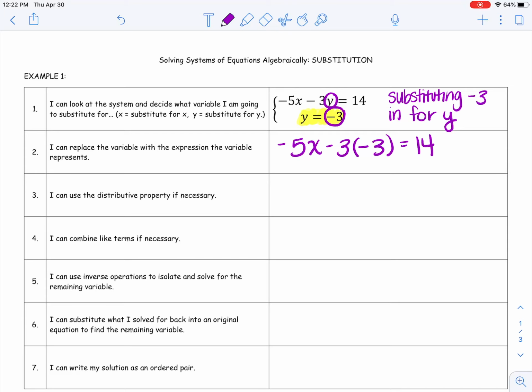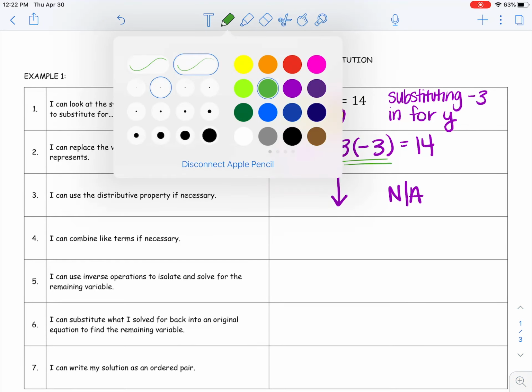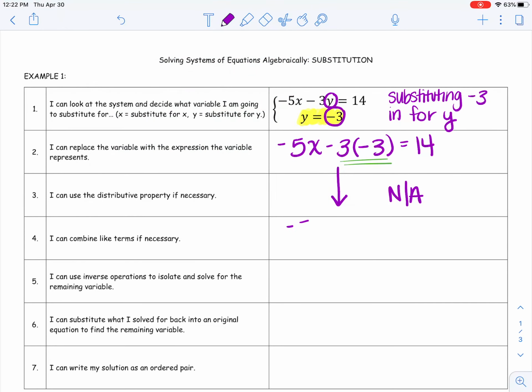Okay, so moving on to the third step, I can use the distributive property if necessary. Well, you don't have to use the distributive property here, so we can skip that step. I'm just going to put a little NA for not applicable. And then I can combine like terms if necessary. So I'm going to just go back and simplify some stuff here. So I have -5x, and then I have -3 times -3, which gives me a +9, equals 14. Okay, so we're done there for now.